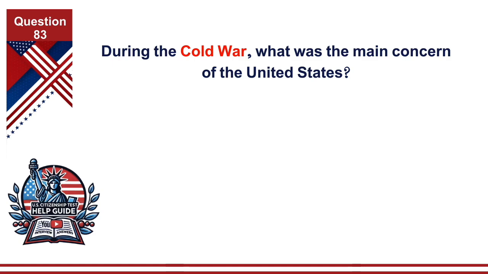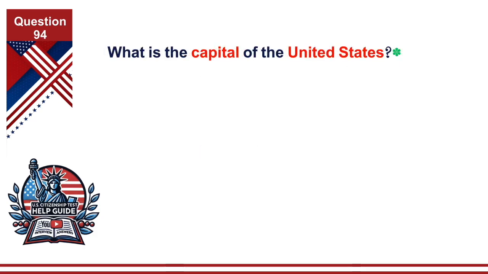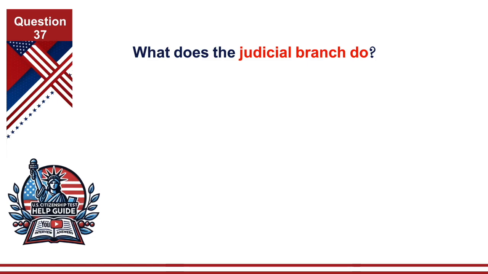During the Cold War, what was the main concern of the United States? Communism. What is the capital of the United States? Washington, D.C. What does the judicial branch do? Reviews laws.